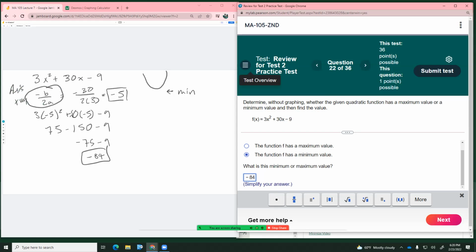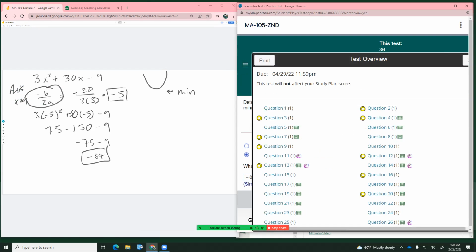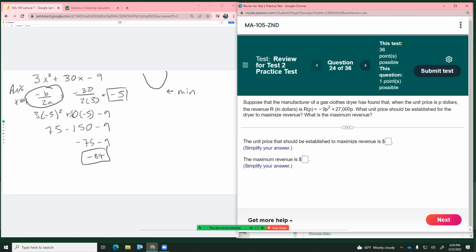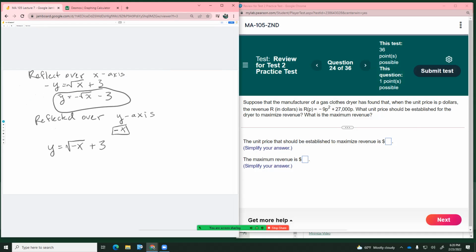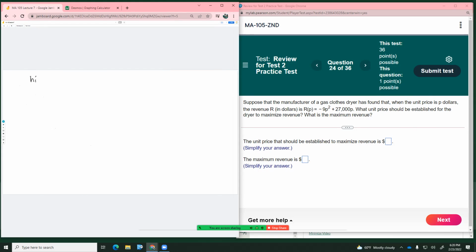All right, 24 and 25 I have written down. So let's take a look at those. Suppose that a manufacturer of a gas clothes dryer found that the unit price P dollars is whatever that is.